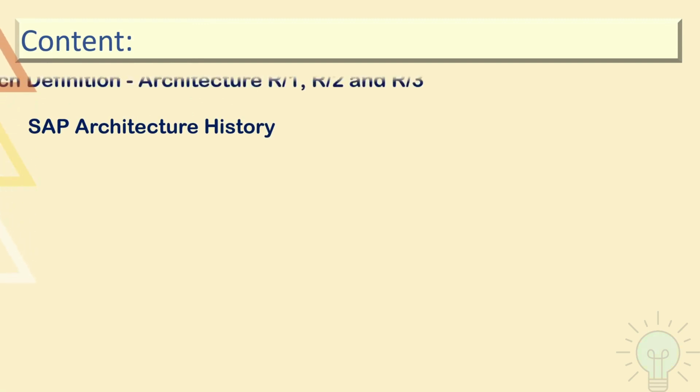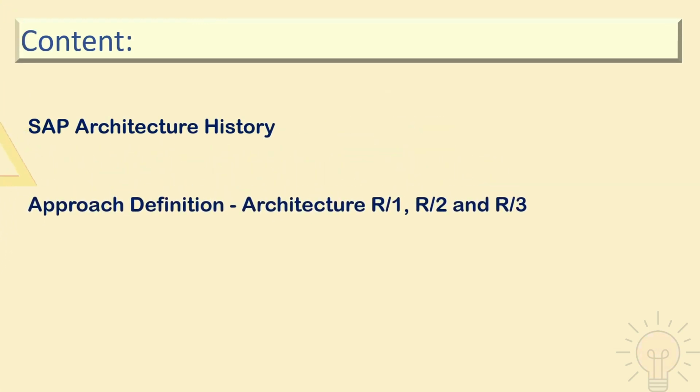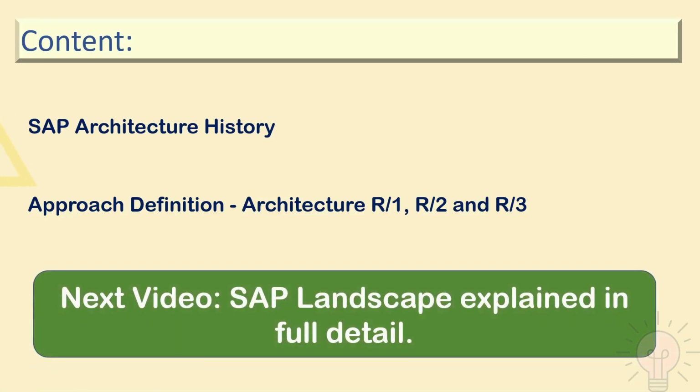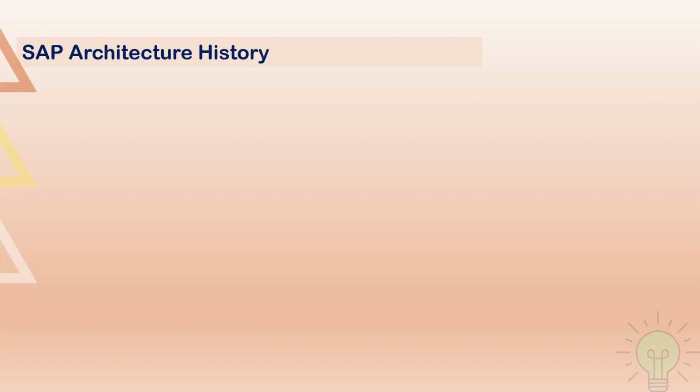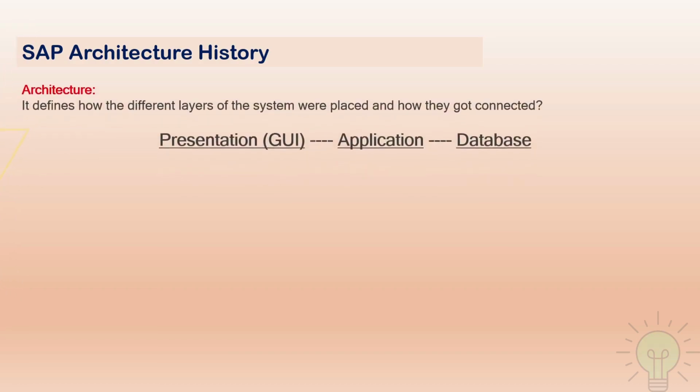If we go back to our content, we are going to see first the SAP architecture history, then the approach definition. Under approach, we are going to see what exactly R1 stands for, what is R2, and what is R3. In my next video, I'll be explaining the SAP landscape in full detail, so stay tuned with me. So let's start today's discussion. I'm going to start first with the SAP architecture history.